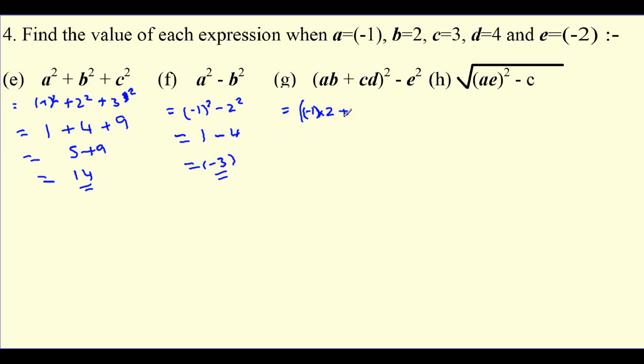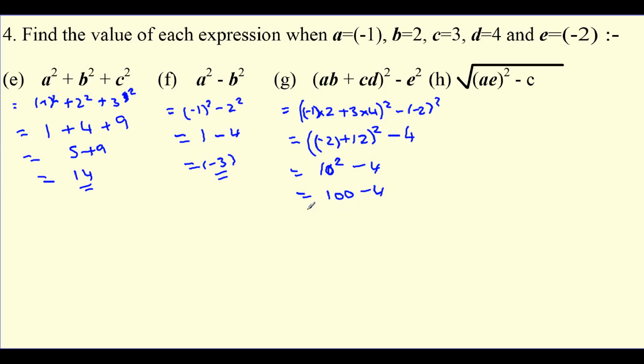Okay, in G, we've got negative 1 multiplied by 2, and we're going to add on to that 3 times 4. We're then going to square the answer, and we're going to take away negative 2 squared from that. So minus 1 times 2 gives you negative 2, and we're going to add on 3 fours, which is 12, to that, and then square that answer. Then we're taking away minus 2 times minus 2, which gives you 4, so subtract positive 4, take away 4. In the bracket then we've got 10, so it's 10 squared, take away 4, which is 100 take away 4, and that would give us 96.